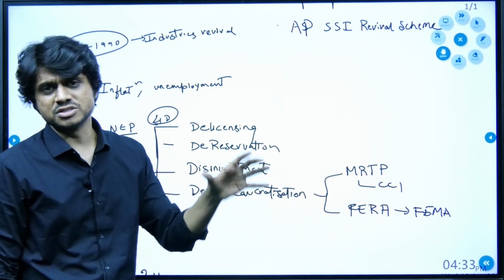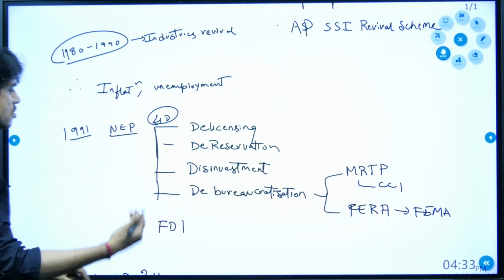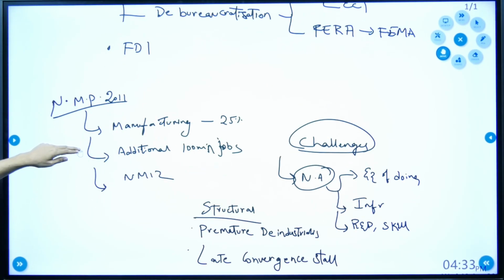They are just simplifying the procedures. They are reducing the bureaucratic hurdles. Okay, this is what they are doing. Liberalization of the FDI norms. So all these things were discussed.